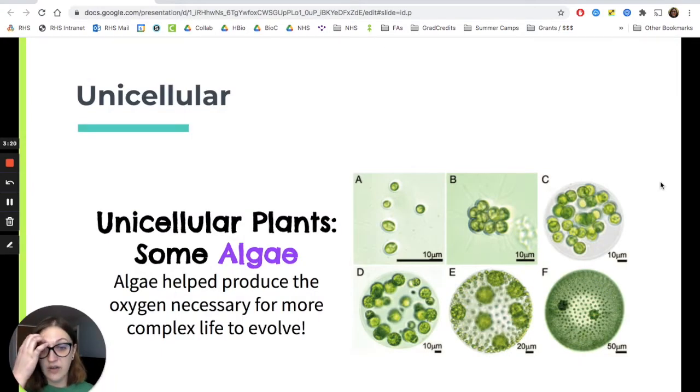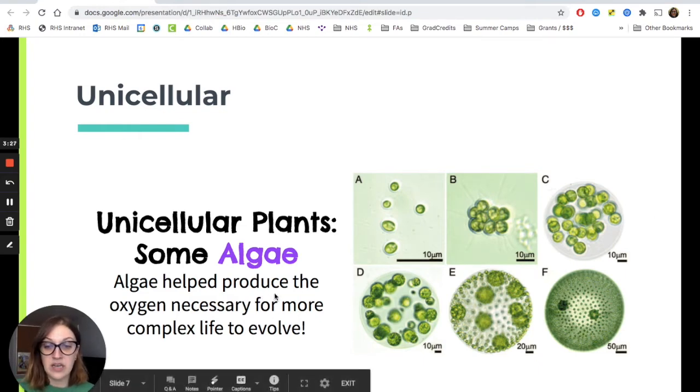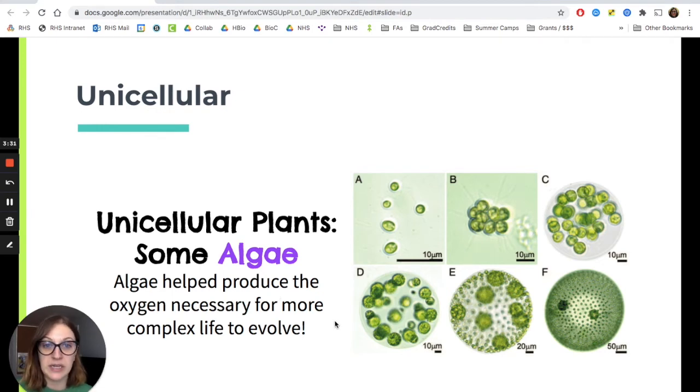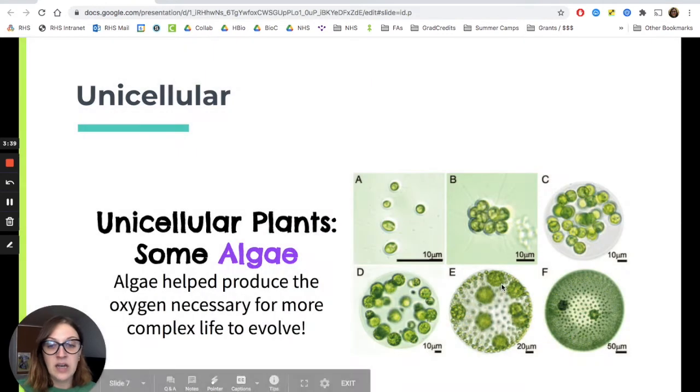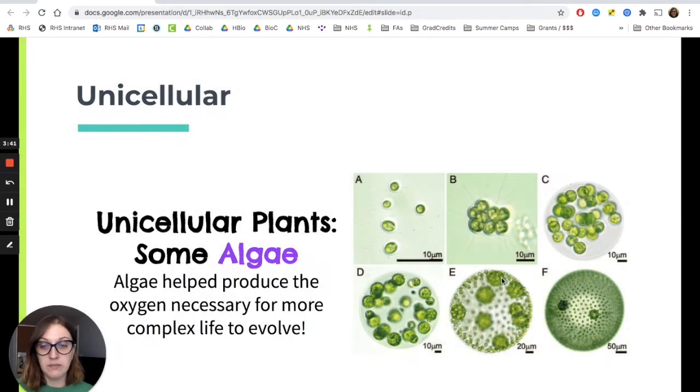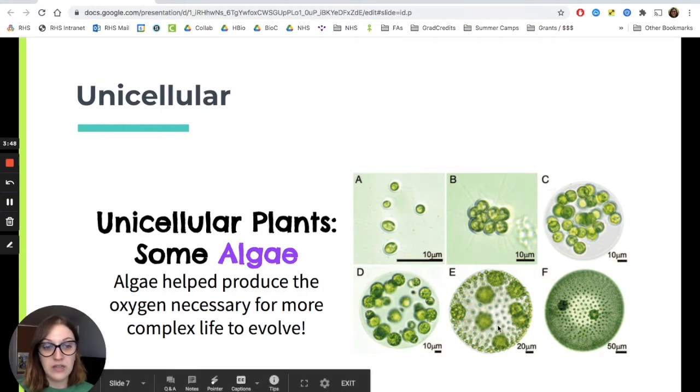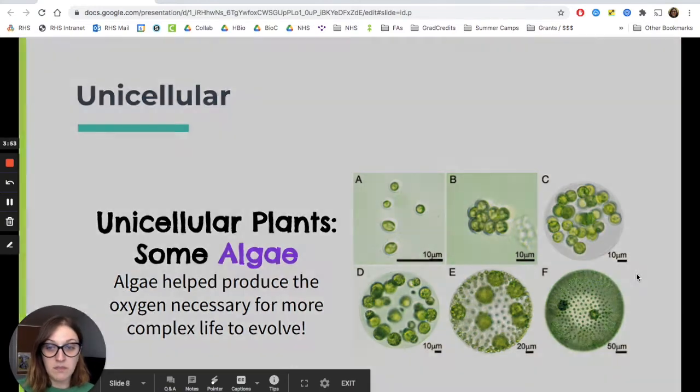Another example of a unicellular organism are some types of plants, including some types of algae. Algae produce the oxygen that's necessary for more complex life to evolve. So our earliest planet was probably oceans filled with different types of bacteria or archaebacteria, which is another type of organism. And eventually we had our first plant cells evolve. And these algae helped produce the oxygen that we use today. So algae are an example of unicellular.